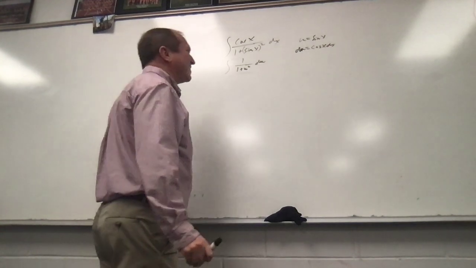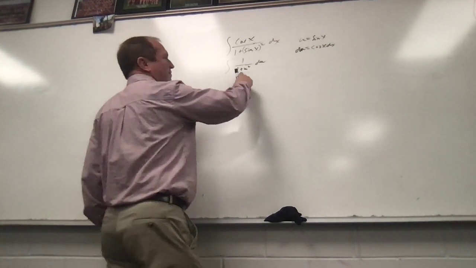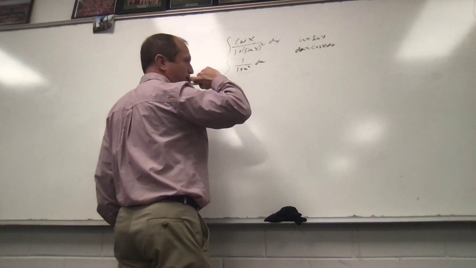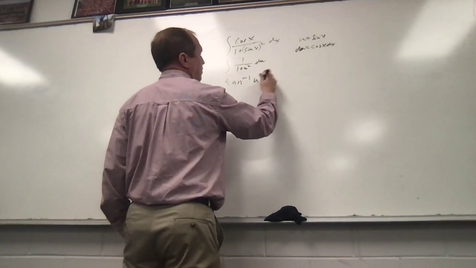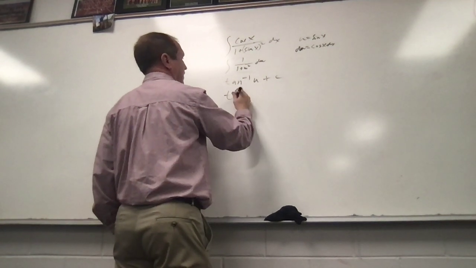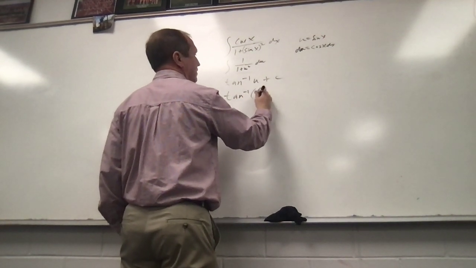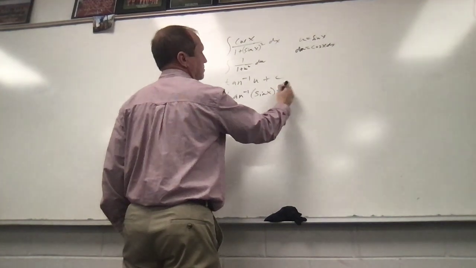All right. So again, what is the antiderivative of this? Inverse tangent of u plus a constant. So it's the tangent inverse of u plus a constant, which would be the tangent inverse of the sine of x.